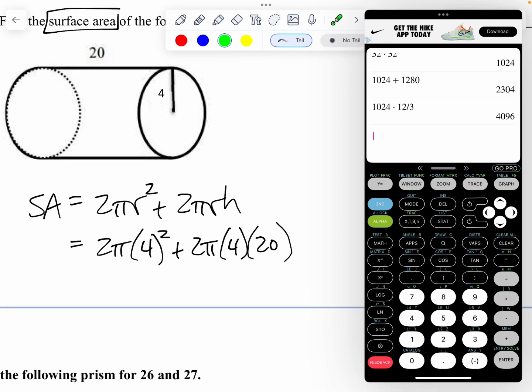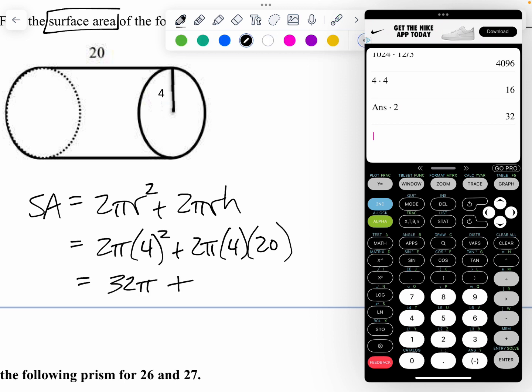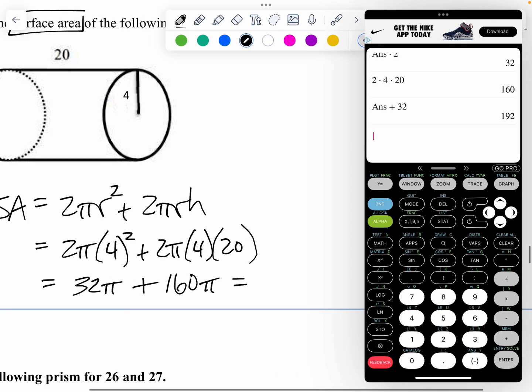How am I going to type this in the calculator? 4 squared is not 8. Be careful. It's 4 times 4, which is 16. Don't forget to multiply by 2, which is 32 pi for the first part. And then what do we do for the second part? 2 and 4 and 20 all get multiplied together, which is 160. Whoops, 160 pi. And therefore, when I add those together, 160 and 32 is 192 pi.